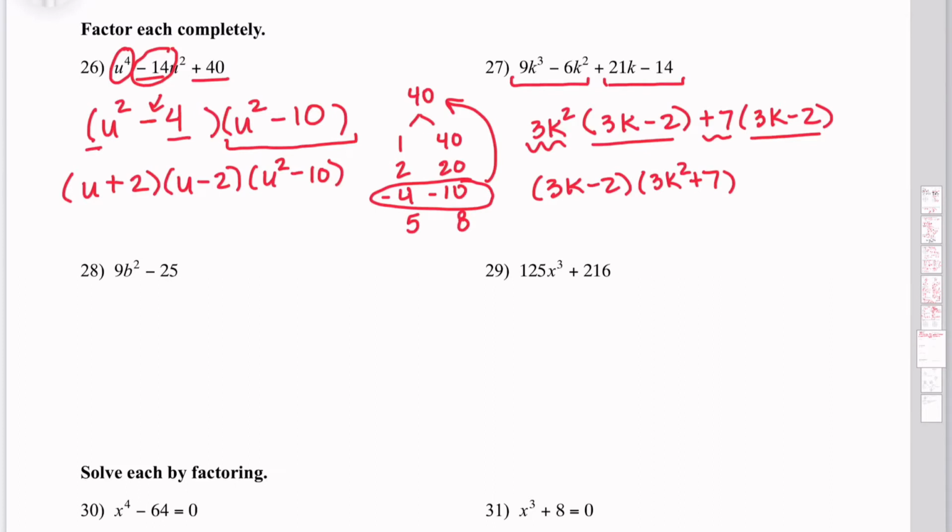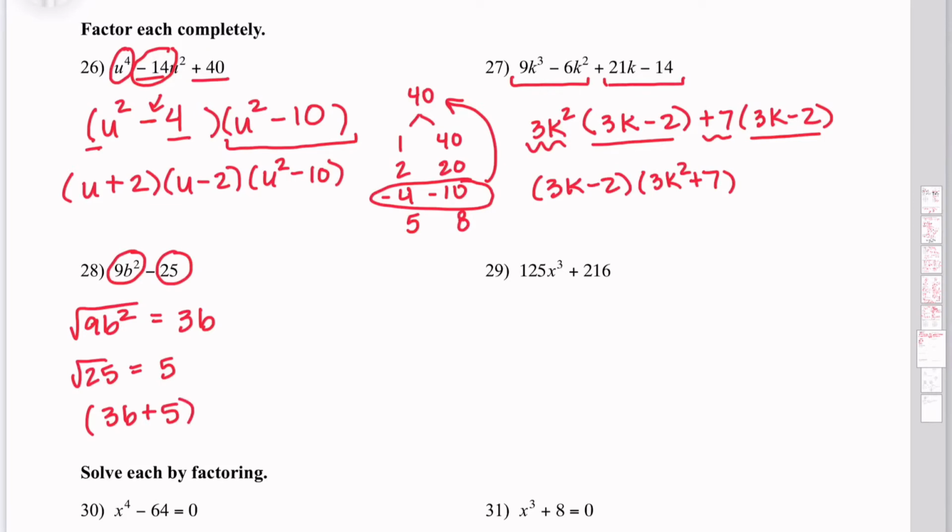Question 28 is also a difference of squares because the square root of 9b squared is just 3b, and the square root of 25 is 5. So now we can take each term and put it in the parentheses. We'd say 3b plus 5 and 3b minus 5. And that's all.